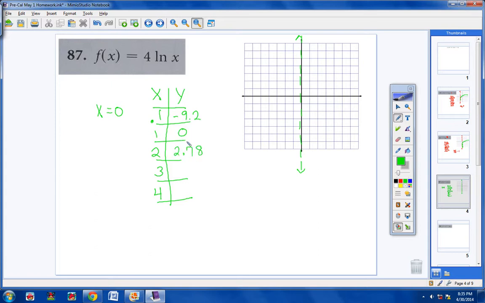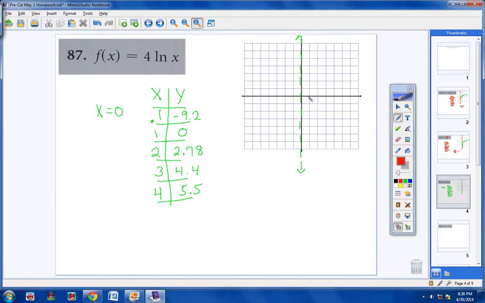And now the natural log of 3. So natural log of 3, enter, times 4, enter, is giving you 4.4. And now we'll put a 4 in for x. Natural log of 4, enter, times 4, enter, gives you 5.5. So we're ready to sketch our graph. Okay, we really like the functions that are natural logs or common logs because our calculator does those for us automatically. Okay, so they're pretty simple to do.